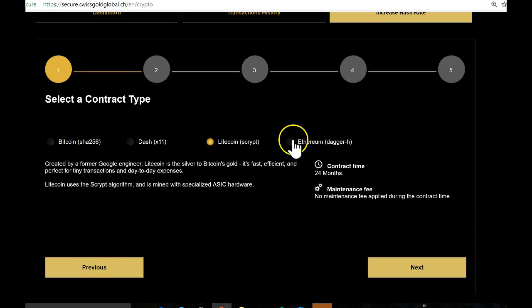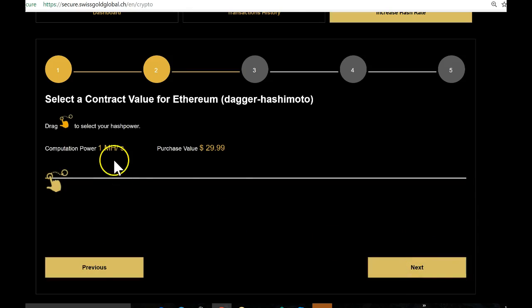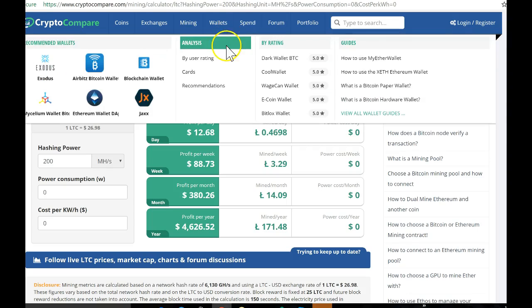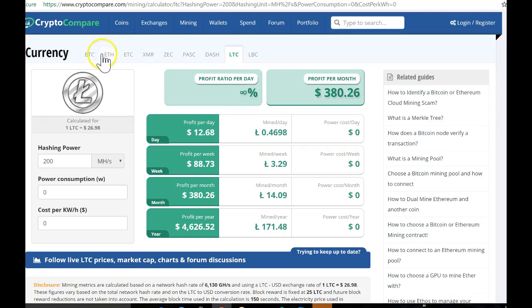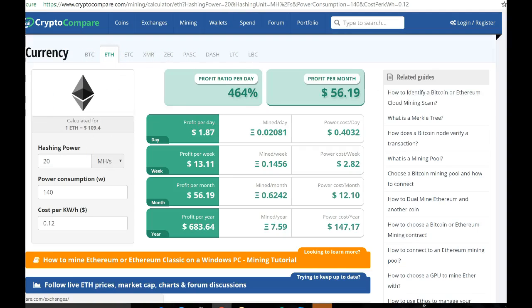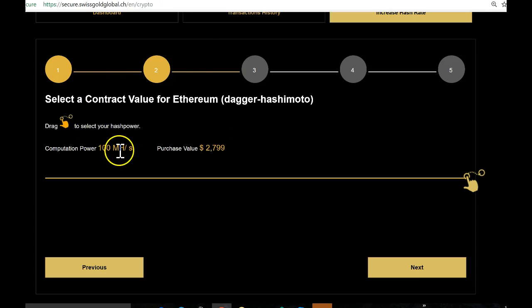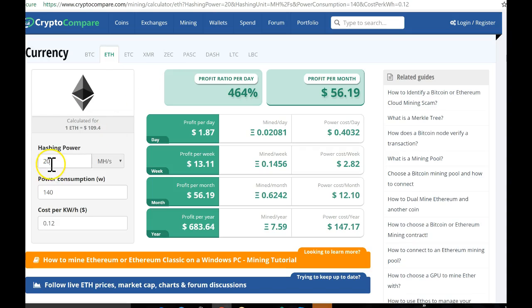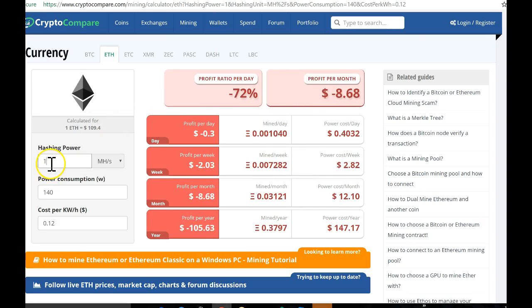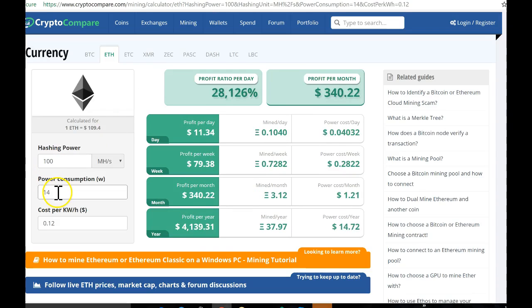Let's go previous, go to Ethereum. Let's click next. Ethereum, smallest contract, $29.99. Okay, let's go here. Highest contract, 100 mega hash, $2,799. Let's go here. Where are we? Ethereum. Right, what did we say? We said 100 mega hash. And again, same deal here, put in 100. Consumption, it's 0. Cost per kilowatt, it's 0.